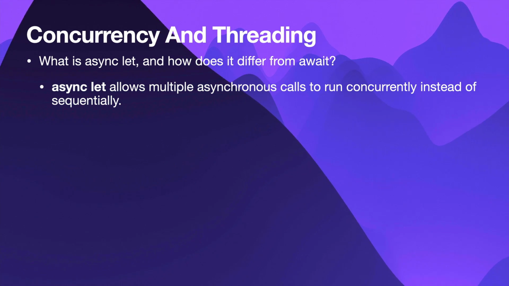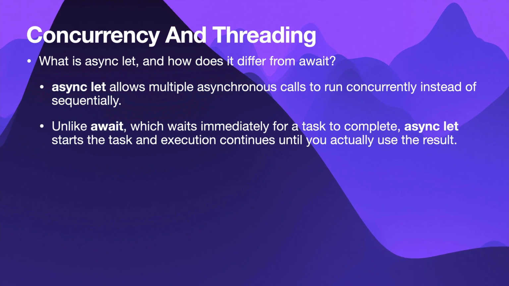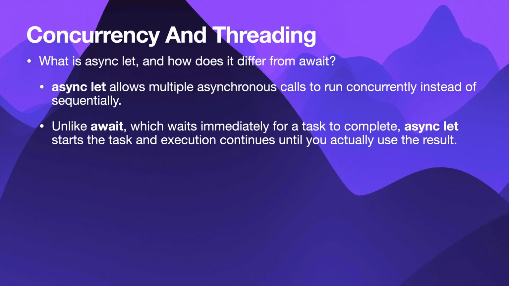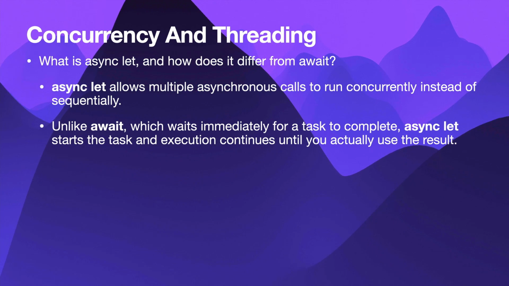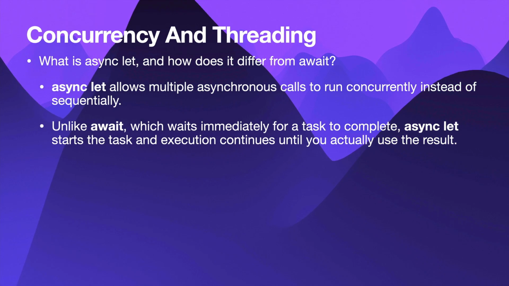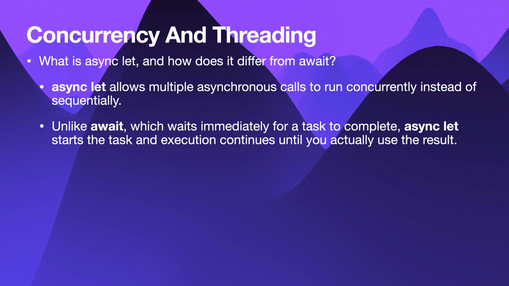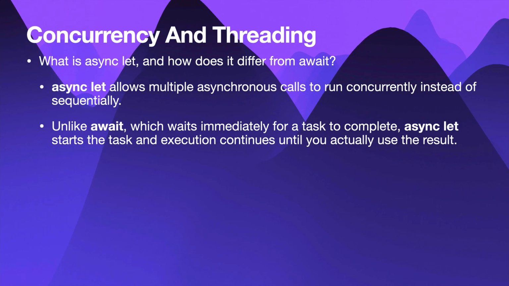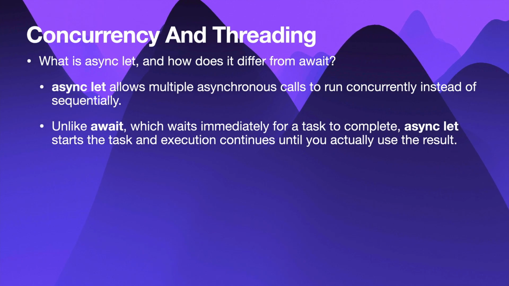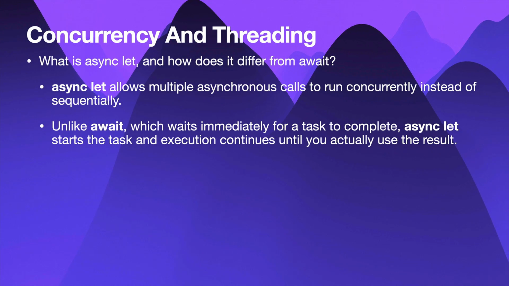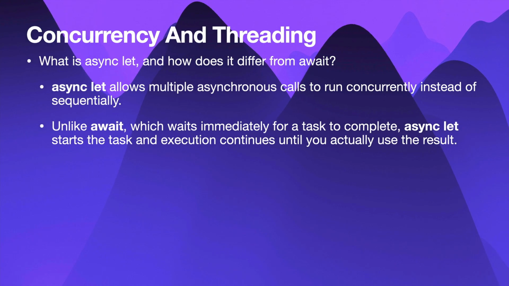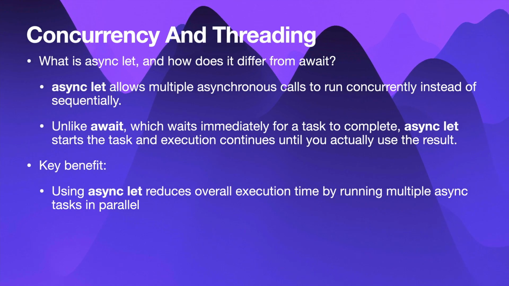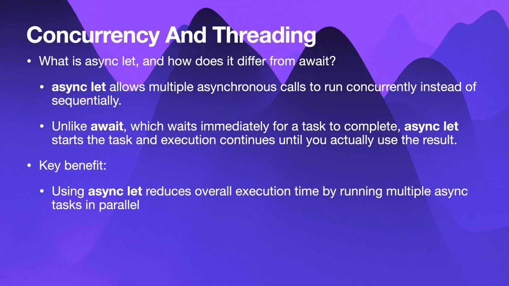So it's a really cool feature. Unlike await, which waits immediately for a task to complete, async let starts the task and execution of the program continues until you actually need to use the result. So you can say, hey, async let this, async let thing 2, async let thing 3, and let the program keep running until I actually need to use that data at some point. Whereas with async await, if you said await thing 1, await thing 2, await thing 3, they would come back in that sequential order and sort of behave in that synchronous context. Key benefits: using async let reduces overall execution time by running multiple async tasks in parallel.